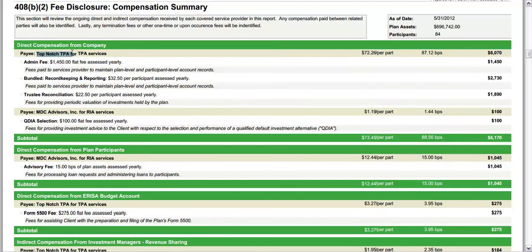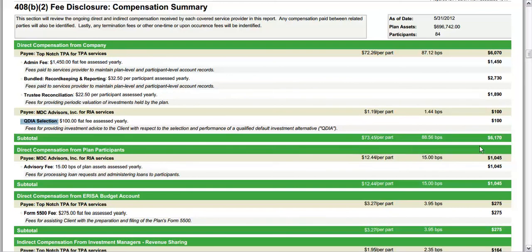One is Top Notch TPA, and they're receiving compensation for the services they provide. They have an admin fee, a bundled record keeping and reporting fee, and then a trustee reconciliation fee. So the fees that they're receiving, that is Top Notch TPA, and then the services that they're providing for those fees. MDC Advisors is also receiving a fee from the company, and it is for QDIA selection, and that is being reported here on this page.